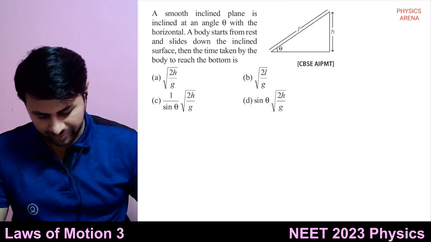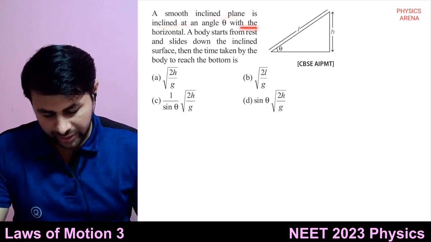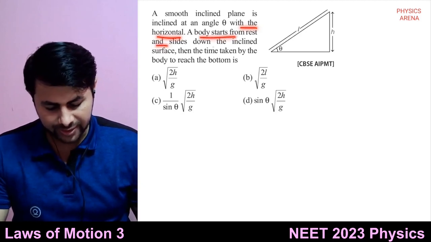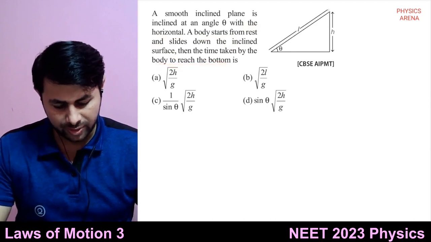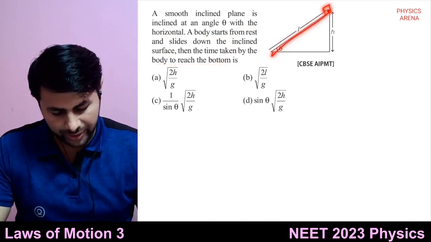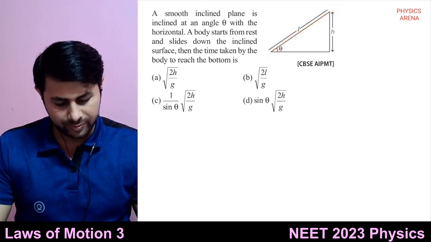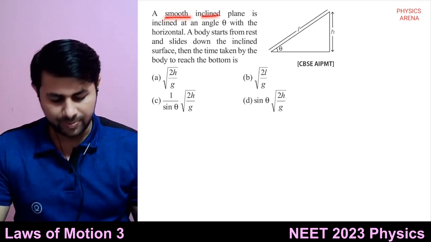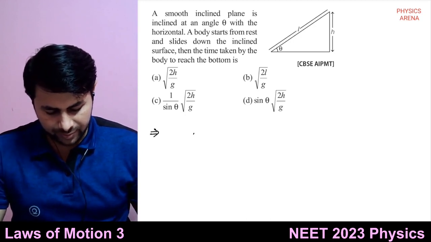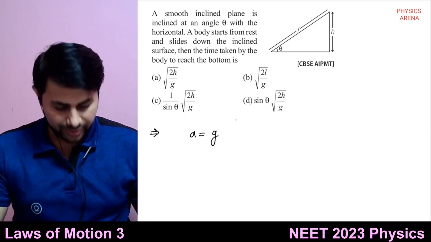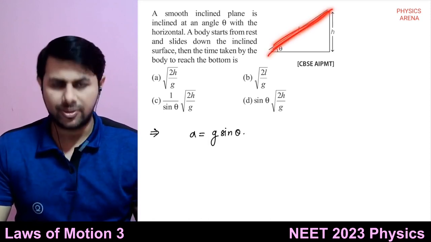All right. Next problem. A smooth inclined plane is inclined at an angle theta with the horizontal. A body starts from rest and slides down the inclined surface. We want to find the time taken by the body to reach the bottom. So a body starts from here, and we want to find out the time taken by that body to move till the bottom. Now this is a smooth inclined plane, that means there will be no friction. So how much would be the acceleration? Good. G sine theta would be the acceleration, and it slides down this much length.